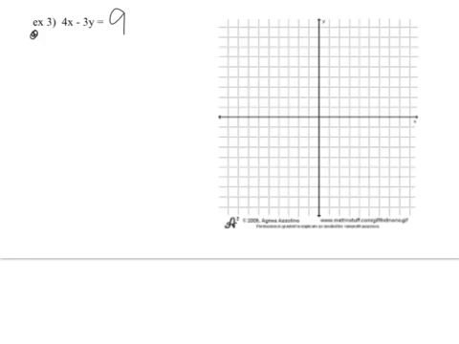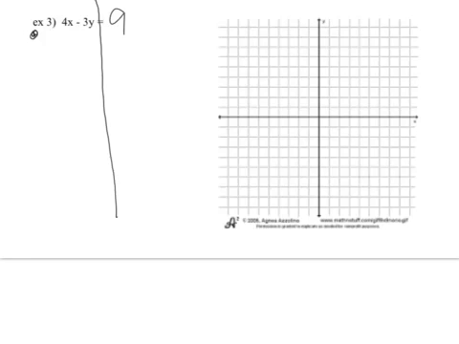Okay, so example 3 looks a little bit different than the first two because these are not in slope-intercept form. These are going to have to be solved for y first. So the first step says to solve your equation for y. So I'm going to draw a line here through my equal sign. This is a literal equation we're going to solve for y.